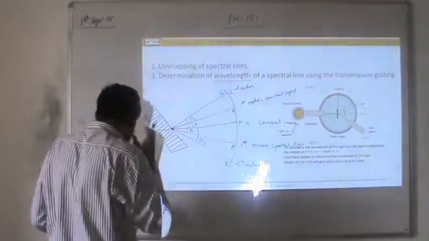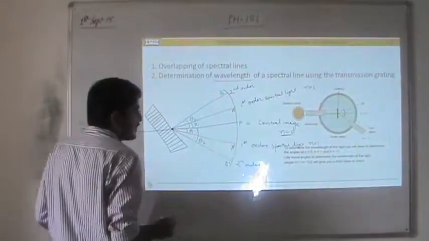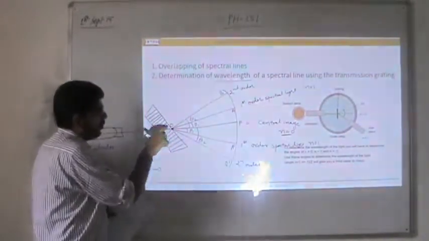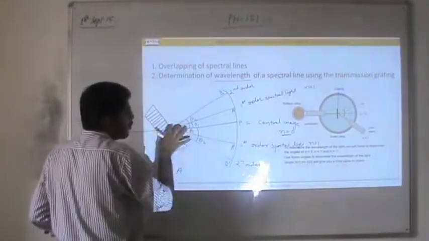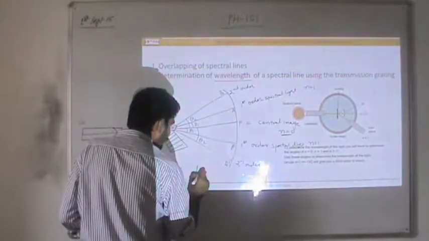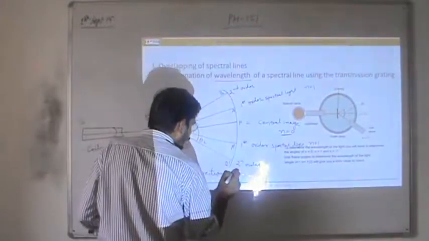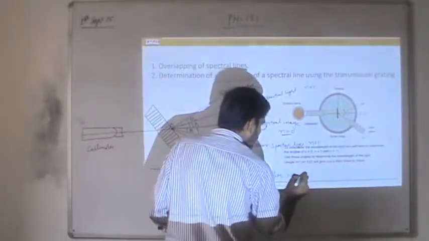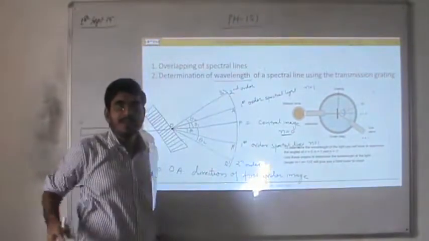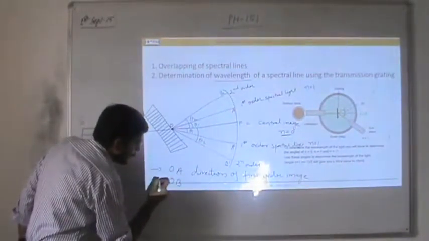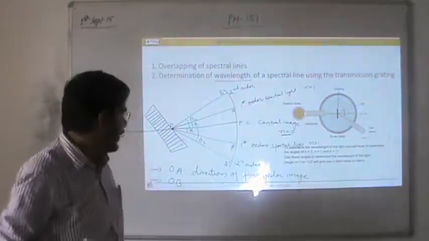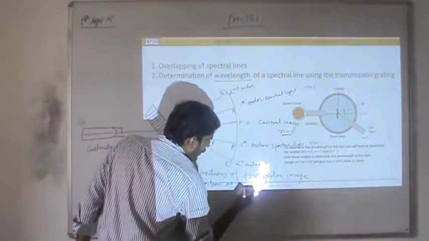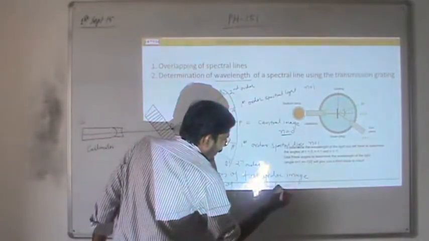So now we can write, very first, let the center point be O. So OA represents the direction of the first order image. This is the first order image, and OB represents the direction of the second order image.